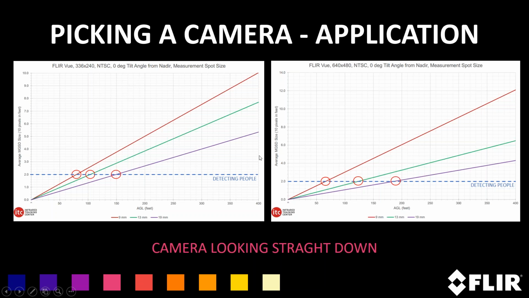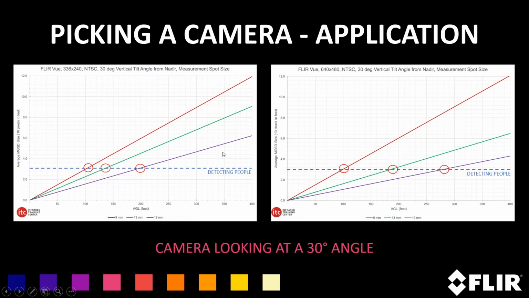So for a 336 resolution, you're able to fly 75 feet with a 9mm, about 100 feet with a 13mm, and 150 feet with a 19mm. But that is going to impact the amount of field of view, which I'll get into shortly, that you're seeing within each image. Now, with the 640 resolution, you're basically getting the same with a 9mm as far as how high you can fly, but you're able to get about 125 feet for 13mm, and nearly 200 feet with a 19mm. Now, this is looking straight down. This is at a 0-degree tilt.